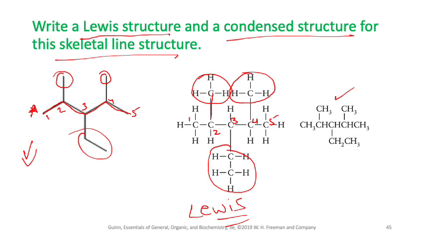Then we have a condensed structure, CH3CH, CH3 CH. Then we have a branch. Then again on the fourth one we have a branch. Then the fifth one is CH3. So this is how you can go both ways. If the line angle is given, you can draw the loose and condensed. If the loose structure is given, you can go to line, right? So you can just flip to whatever the question is asking for.